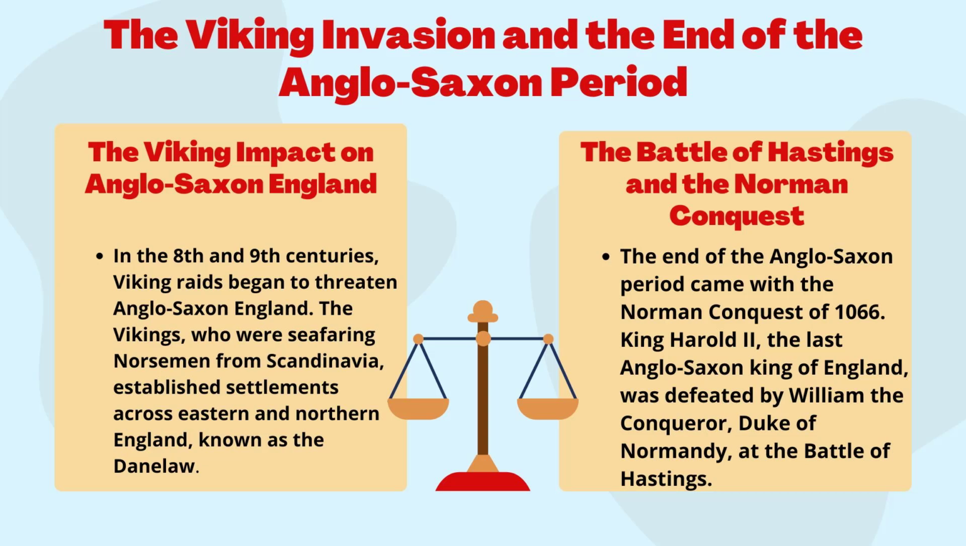The Battle of Hastings and the Norman Conquest. The end of the Anglo-Saxon period comes with the Norman Conquest of 1066. King Harold II, the last Anglo-Saxon king of England, was defeated by William the Conqueror, Duke of Normandy, at the Battle of Hastings. This event marked the beginning of Norman rule in England and the end of the Anglo-Saxon era.